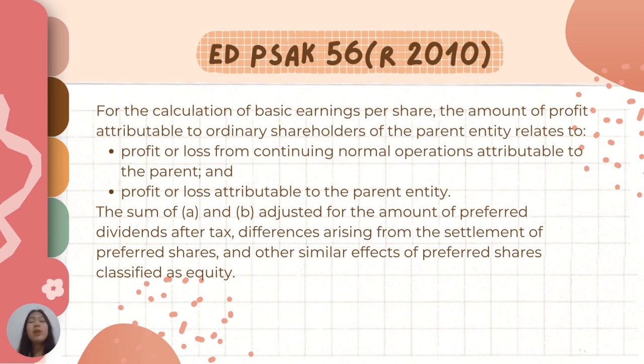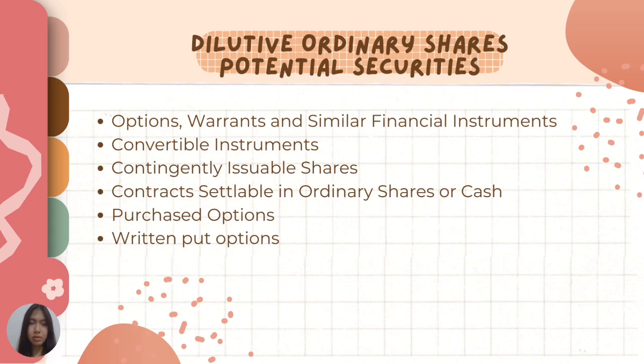In exposure draft PSAK 56 revised 2010, for the calculation of basic earnings per share, the amount of profit attributable to ordinary shareholders of the parent entity relates to A, profit or loss from continuing normal operations attributable to the parent, and B, profit or loss attributable to the parent entity, and the sum of A and B is adjusted for the amount of preferred dividends after tax, differences arising from the settlement of preferred shares, and other similar effects of preferred shares classified as equity.